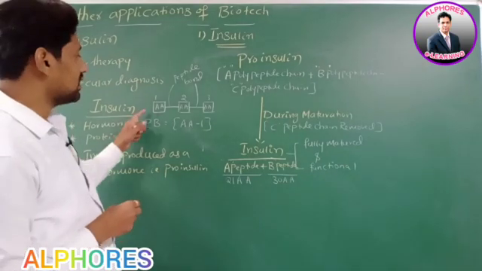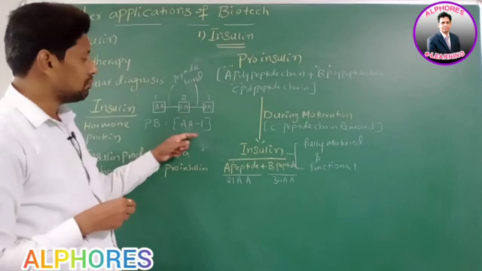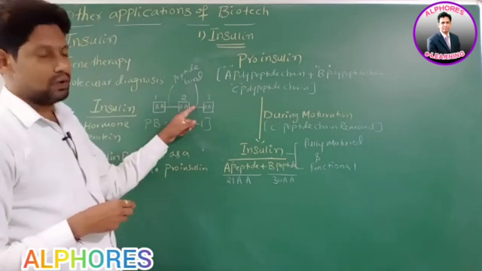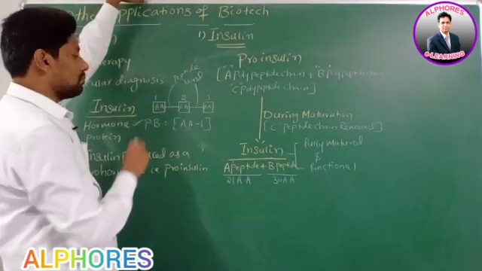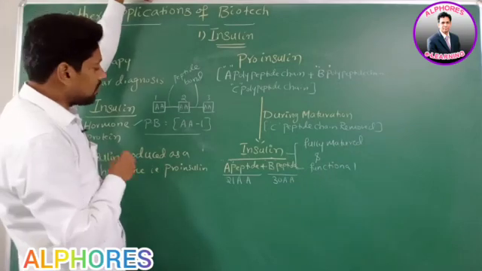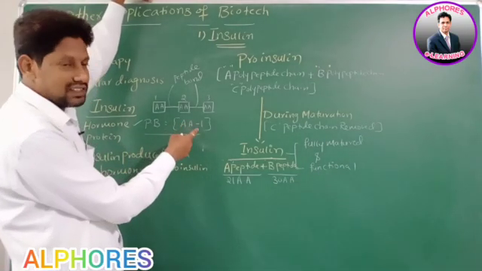Yes or no? In this diagram, 3 amino acids are there. 3 minus 1 is 2. Peptide bonds are 2. Therefore, to calculate the number of peptide bonds, the formula is number of amino acids minus 1.